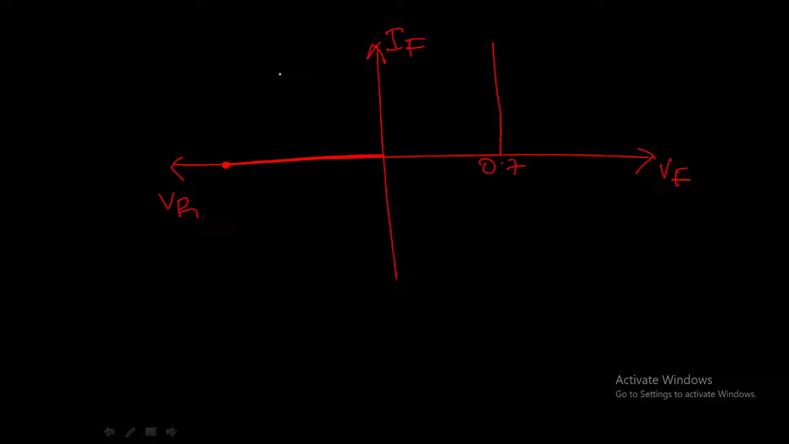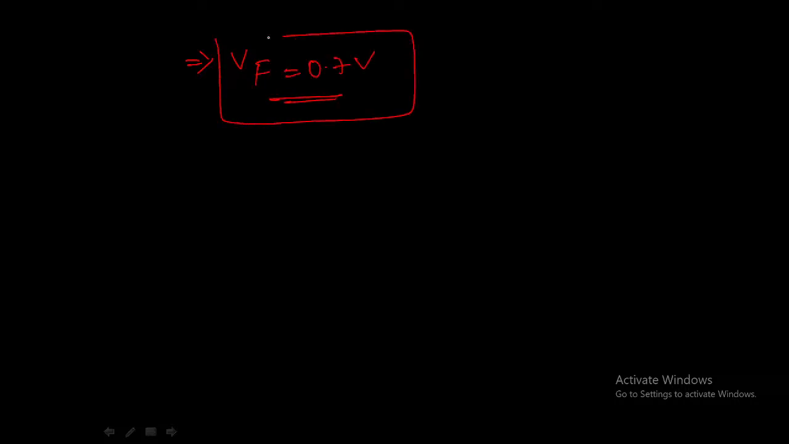Now let us find out the current flowing through this diode and the voltage across this diode. When the diode is in reverse bias, it is equivalent to an open switch, that we have already seen. And what is the voltage across the diode in forward bias? VF, which is equal to 0.7 volts. That we have already seen, which is equal to the barrier potential.